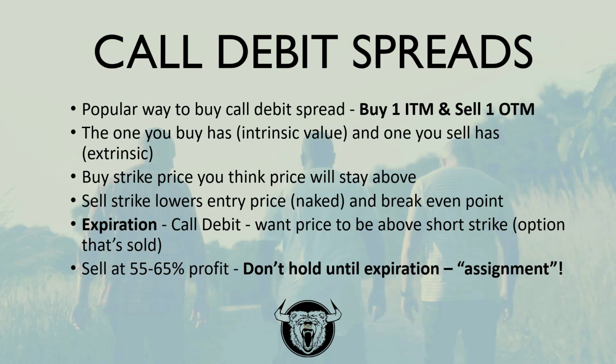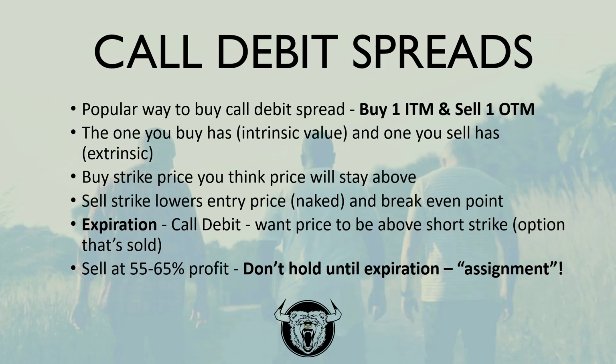Now, a popular way to buy a call debit spread is to buy one in the money and then sell one out of the money. The one that you buy has intrinsic value, and the one that you sell has extrinsic value, which is time value. And you want to buy the strike that you think that price will stay above. And the one that you sell, the sell strike, lowers your entry price and break even point. Again, I'm going to show you this order entry screen in a moment and how to put this all together.